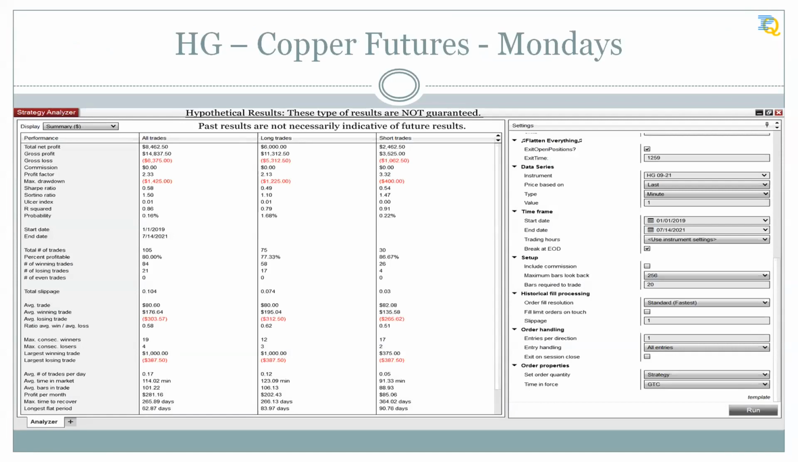Okay, so we have copper futures on Monday. And these are going back to January. By the way, can everybody see my screen now? My hypothetical screen? Thank you, guys. Okay, so these are the hypothetical results.